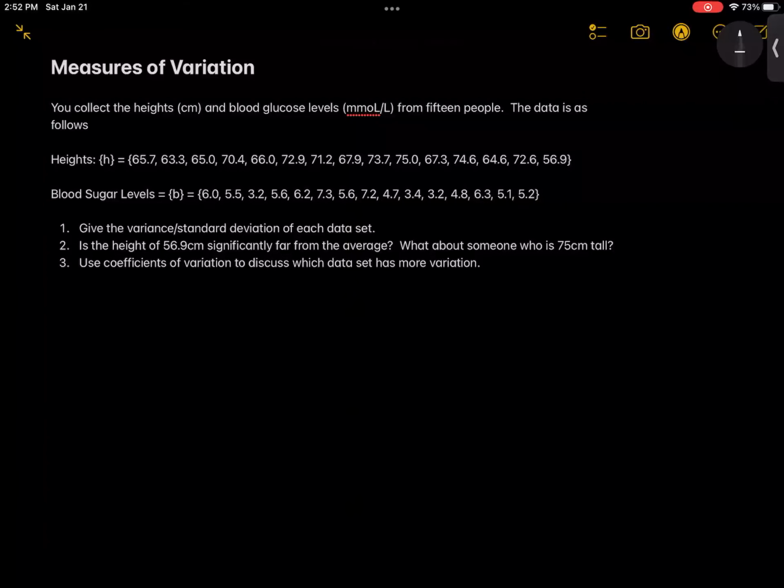Let's study the variation between two data sets. So we have 15 people and we collect their heights measured in centimeters and their blood glucose levels measured in millimoles per liter. So we have the following data and the data is not ordered.